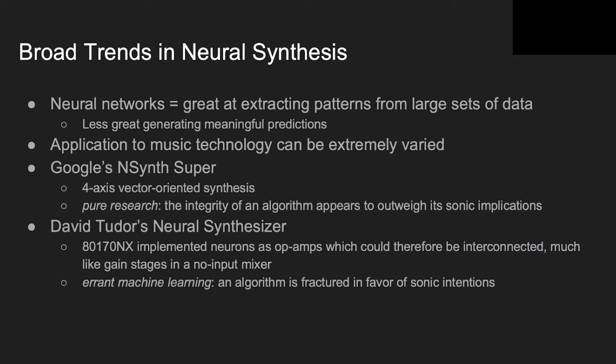On one end, Google's NSynth. I call this the pure research approach, in that they use an algorithm to just do four-axis vector-oriented synthesis, a pre-existent synthesis approach. They use a neural network to do this. On the far other end of the spectrum, David Tudor had built a neural synthesizer in the 80s with Intel. And the neural network is implemented on an integrated circuit as op-amps, which are essentially connected into each other to form a no-input mixer. I call this the errant machine learning approach, in which you do use the algorithm, but you fracture it in a way, you break it such that you reveal interesting sonic intentions.